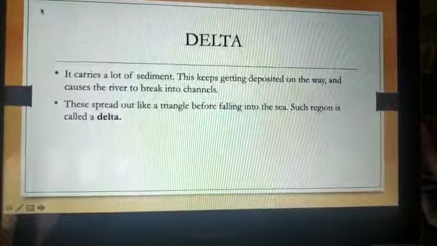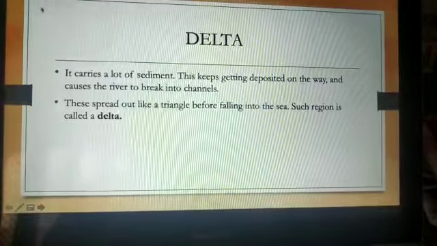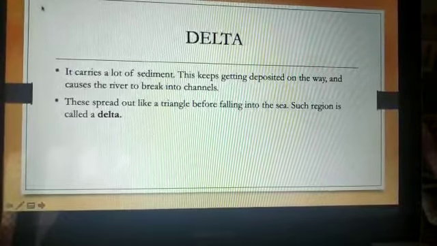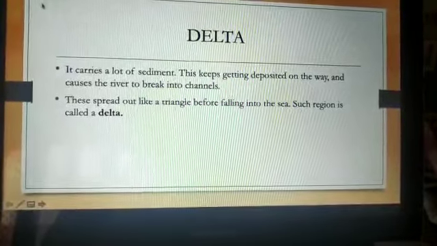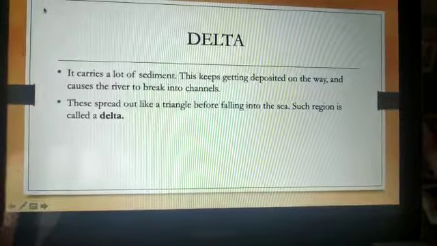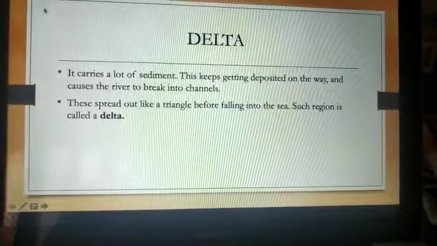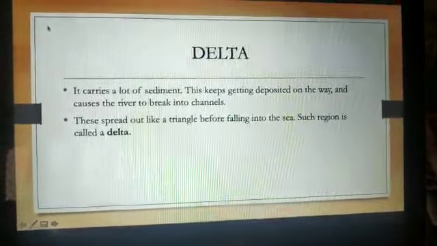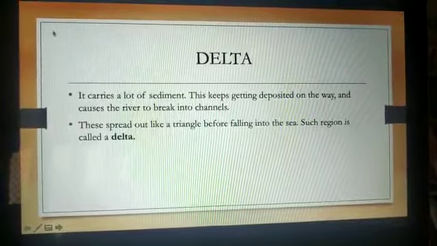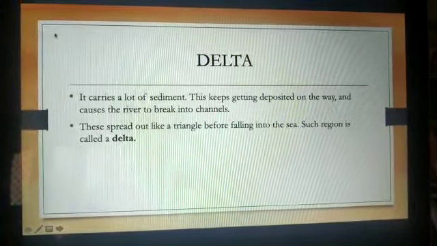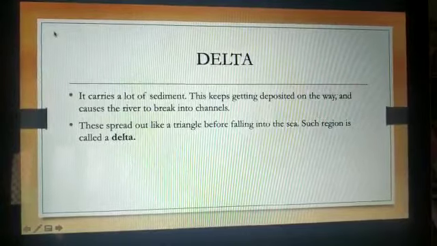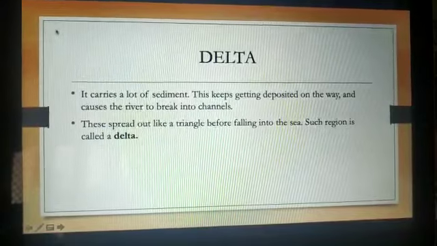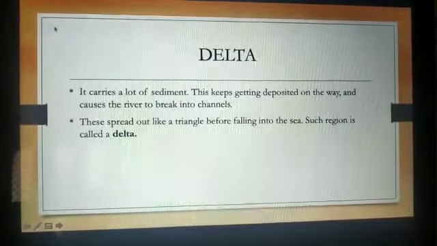What is delta? A river carries a lot of sediment that keeps getting deposited on the way and causes the river to break into channels. These spread out like a triangle before falling into the sea. Such a region is called delta. A delta is a triangle shaped landform formed where a river flows into a sea.